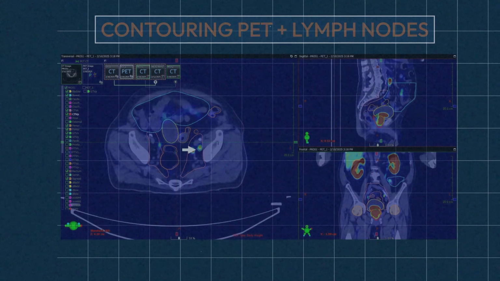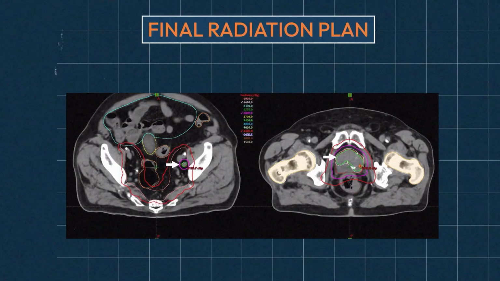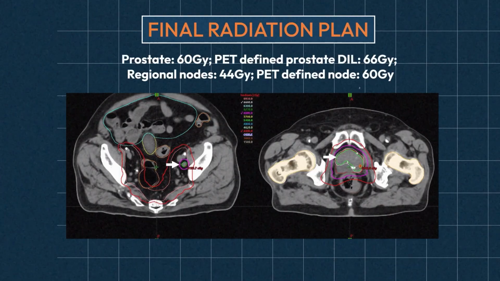And again, we have a combined plan here, which is boosting the involved lymph node to 60 gray in 20 fractions. The regional lymph nodes are receiving 44 gray in 20 fractions, and the intraprostatic tumor is receiving 66 gray in 20 fractions, with the whole prostate receiving 60 gray in 20 fractions.